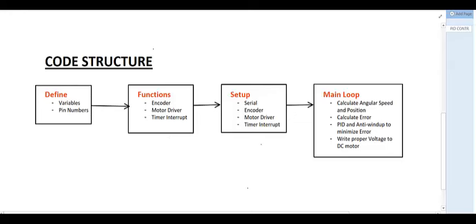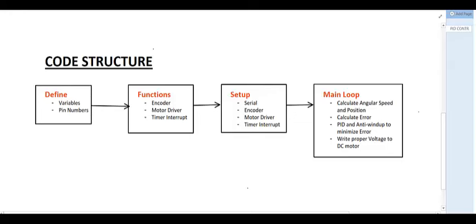Then we'll have a setup function, the main setup function. We'll set up the serial to output values. We'll also have to set up our encoder, so we can call that function. Same thing for the motor driver and the timer interrupt. Then we'll have a main loop. This is where the meat of this code is going to be.